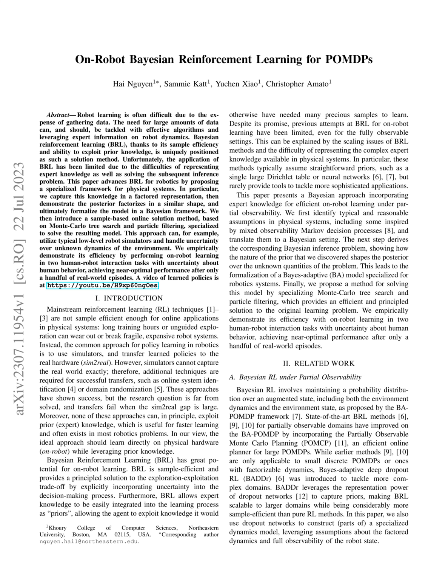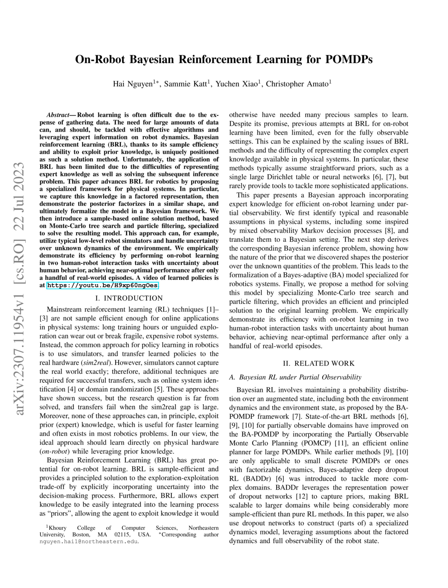Unfortunately, the application of BRL has been limited due to the difficulties of representing expert knowledge as well as solving the subsequent inference problem. This paper advances BRL for robotics by proposing a specialized framework for physical systems. In particular, we capture this knowledge in a factored representation, then demonstrate the posterior factorizes in a similar shape, and ultimately formalize the model in a Bayesian framework.